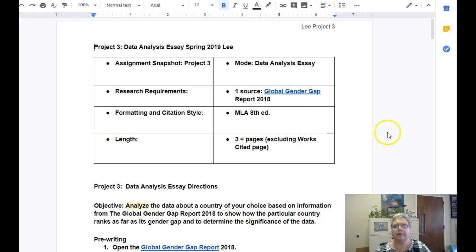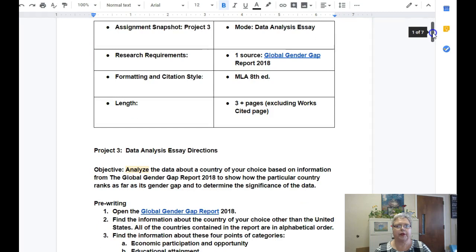Just reviewing the document for Project 3. Remember, we're back in essay format this time. We did a rhetorical analysis essay. We took a break from essays and did a business letter, and now we're back in essay format. There's only one source for this paper, the Global Gender Gap Report, and I have actually later in the document given you the correct citation for that on your works cited page.